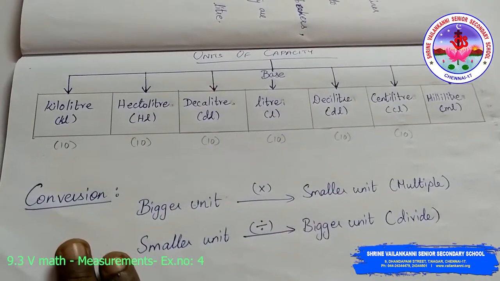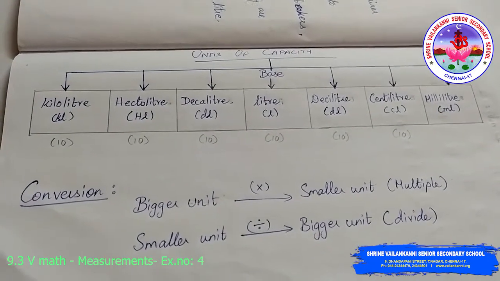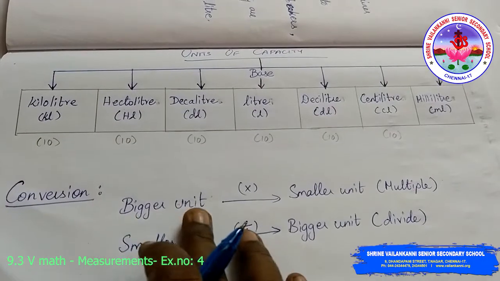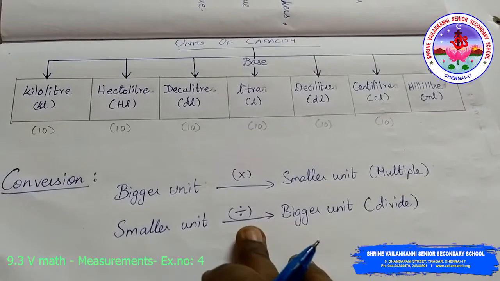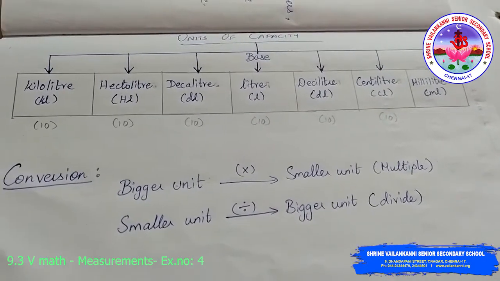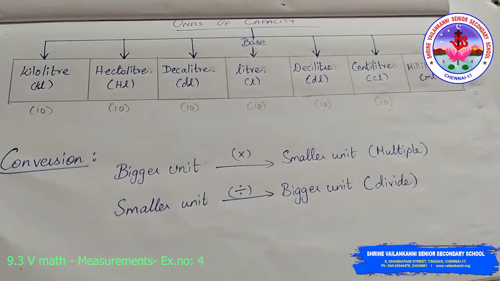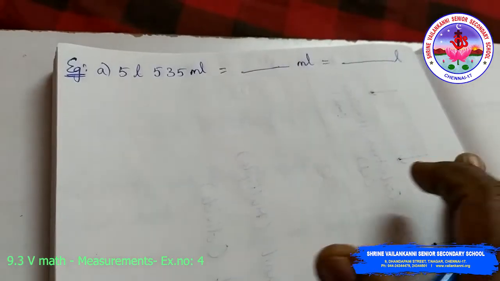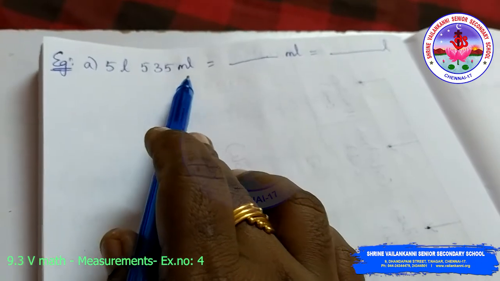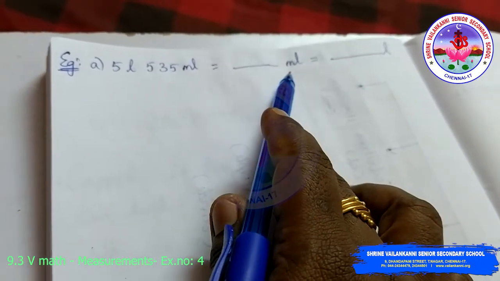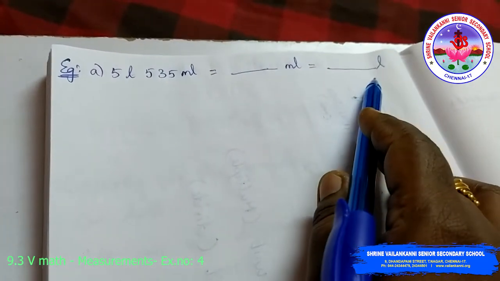When it comes to the conversion concept, it is the same concept we follow in units of length and units of mass. When you convert a bigger unit to a smaller unit, we multiply. When we convert a smaller unit to a bigger unit, we divide. Here I'll show you one example with two different units under units of capacity. I have taken 5 liter 535 milliliter, which has to be converted to milliliter first, and then that milliliter has to be converted to liter.